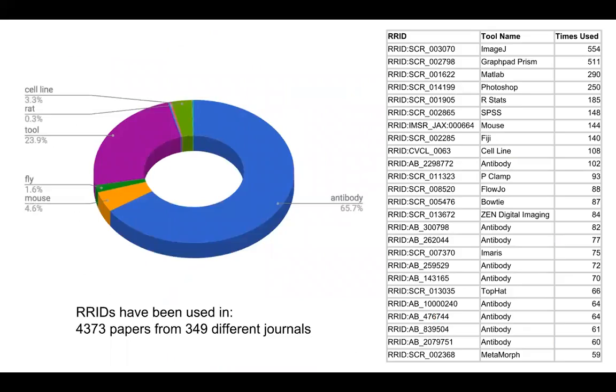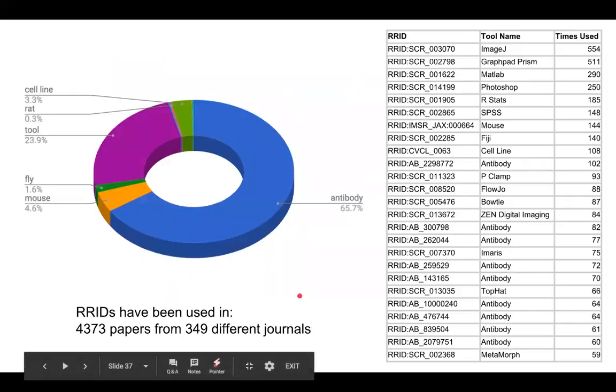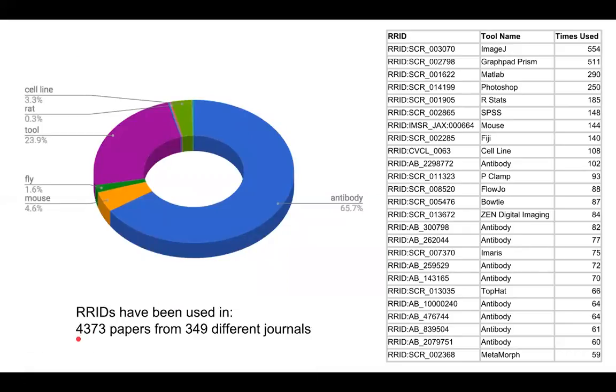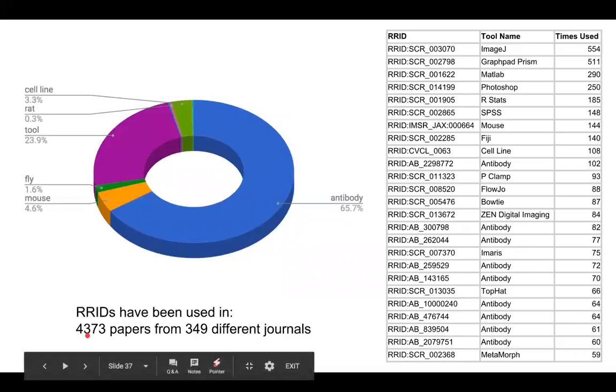But how much data is there, and how does it look? If we look at this, RRIDs as of this morning have been noted in 4,373 papers. We're really hoping to get to 5,000 in the coming weeks. These are coming from 349 different journals. So it's starting to get up there.